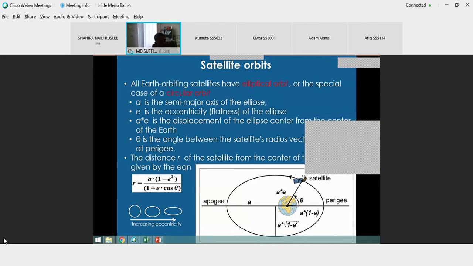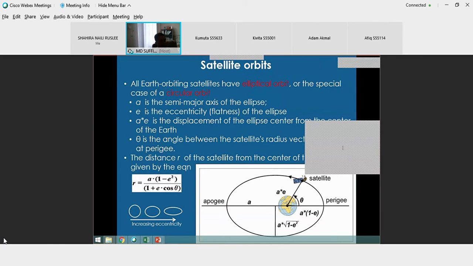Tetapi kalau kita refer kepada the earth and moon system, kita sebut sebagai apogee. Apogee bermaksud bahawa bulan berada paling jauh dengan bumi. Perigee, keadaan di mana bulan berada paling dekat dengan bumi. That's why you dengar konsep blue moon dan sebagainya. So during perigee, you boleh nampak the size of the moon is larger than during apogee.